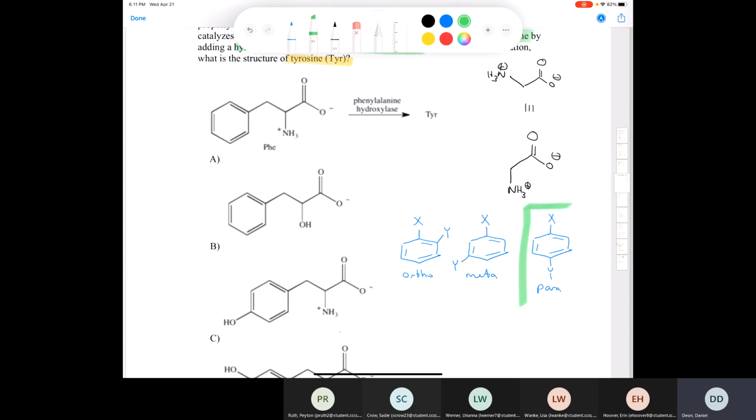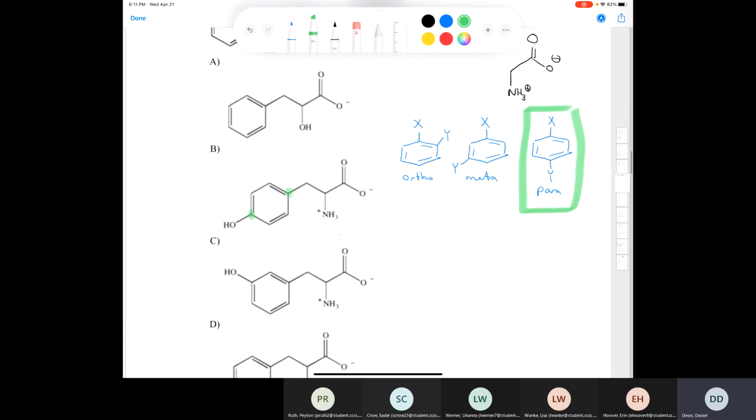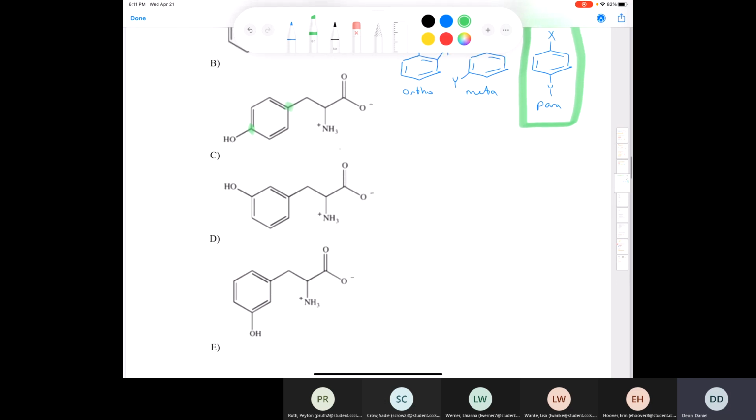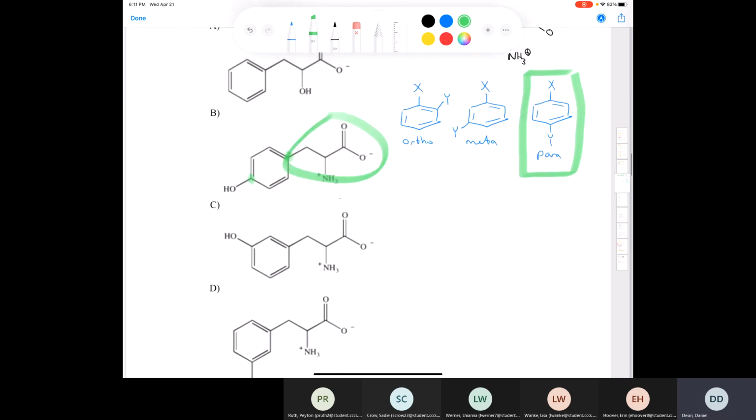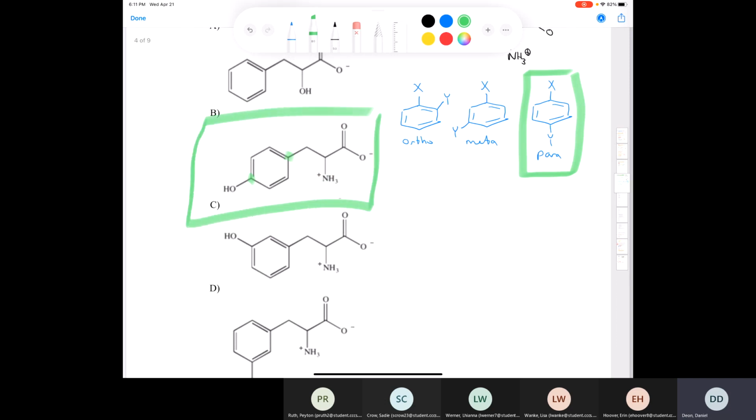So we are looking for a ring that has a hydroxyl group para to the amino acid portion. And so C would be the only possible answer, right? It's the only answer where you have the amino acid portion and the hydroxyl group oriented para to each other. And so the answer has to be C. Give me a thumbs up if you follow me on that one.